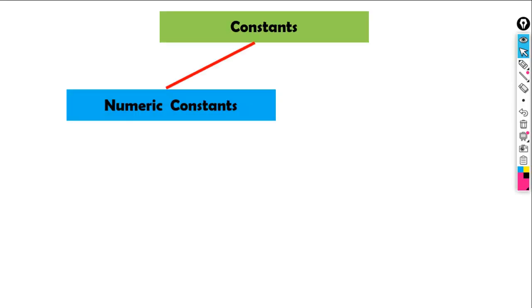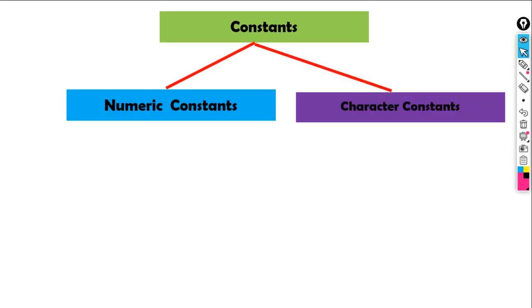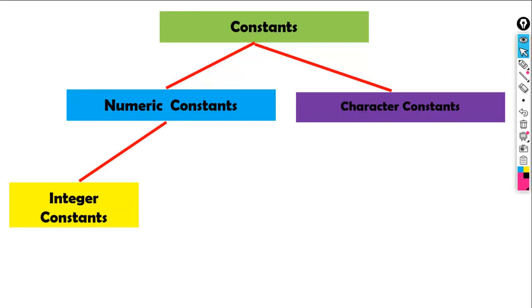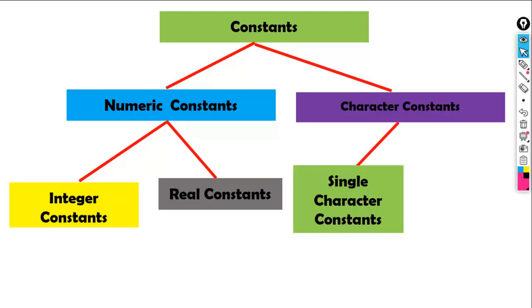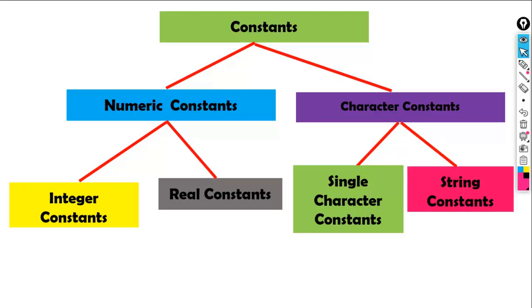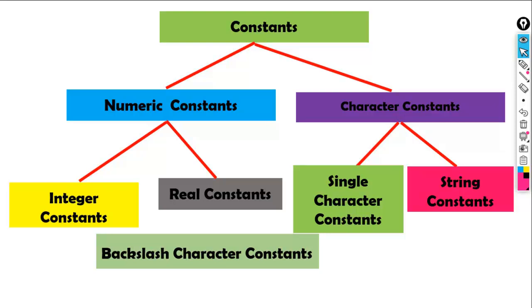Now let's revise constants. So please remember, constants in C refer to fixed values that do not change during the execution of a program. C supports several types of constants like numerical constants and character constants. Numerical constants can be integer constants or real constants. Character constants can be single character constants, also called as character constants, or string constants. And in upcoming videos, we will discuss backslash character constants and symbolic constant.